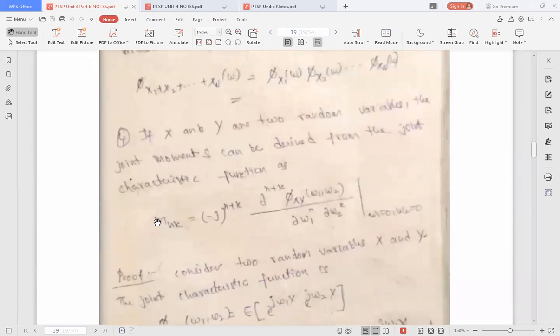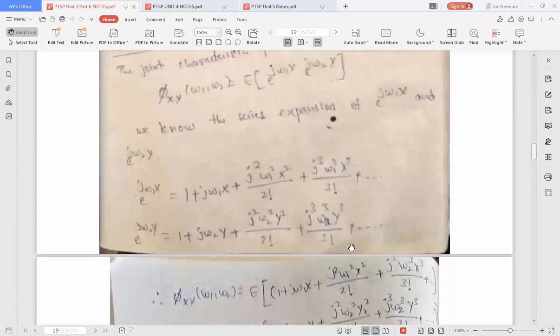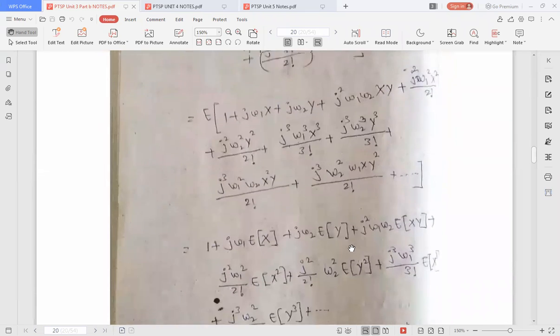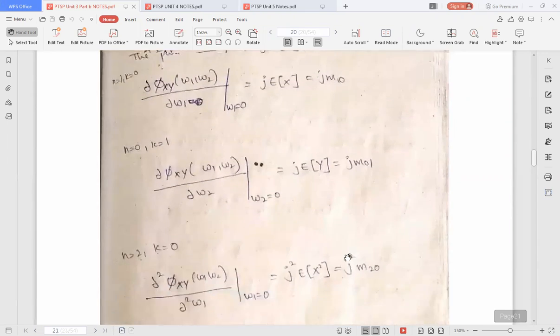And this is a very important property. This will give you the joint moments from the joint characteristic function. The relation between joint moment and joint characteristic function is given by m nk is equal to minus j power n plus k, partial derivative of order n plus k of phi xy of omega 1 comma omega 2, by partial omega 1 power n, partial omega 2 power k, where omega 1 is equal to 0 and omega 2 is equal to 0. This is a very important property of joint characteristic function.